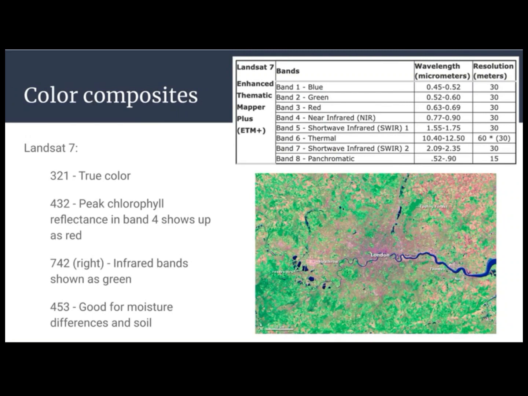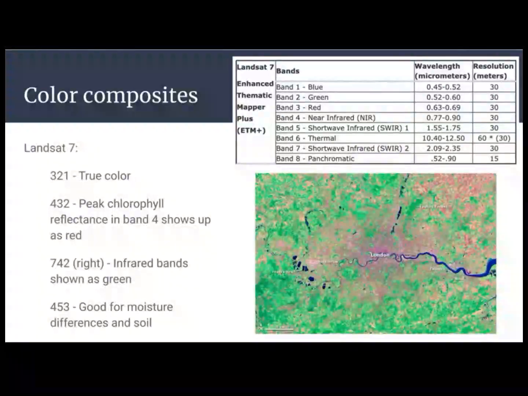So there are common composite types that we use for investigating different natural phenomena. So let's look at a couple using Landsat 7. The band numbers change when looking at Landsat 8, but for this example, we're going to look at Landsat 7. Again, all the bands are described in the top right. There are 8 different bands for Landsat 7.